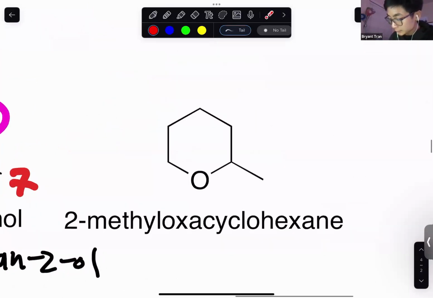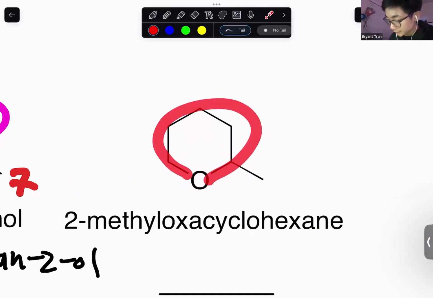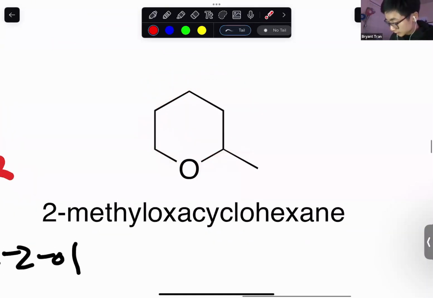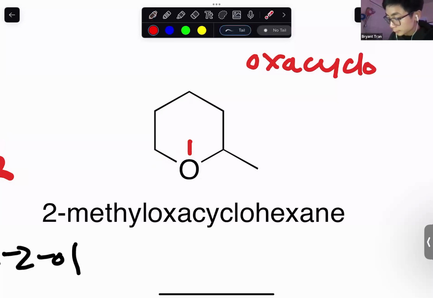Now for cyclic ethers, we see that this is also an ROR, but it's in a ring. If this is the only functional group here, atom 1 is going to be the oxygen atom. And our main chain is going to be oxacyclo, however long the ring is. In this case, it's a 6-membered ring, because we have 1, 2, 3, 4, 5, 6, hexane.